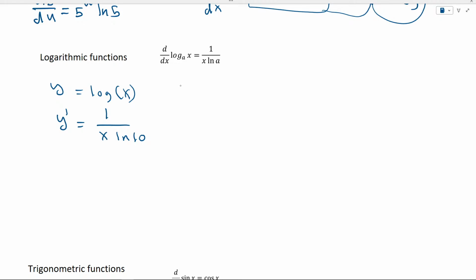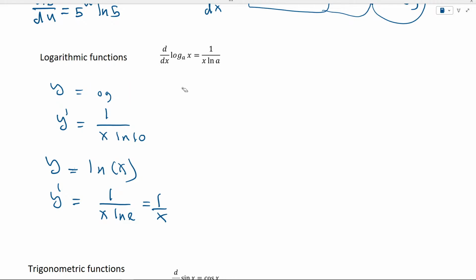Let's do another one. This is a common one. y is equal to ln x. So let's just apply the rule. The derivative of this function would be 1 over x ln of the base, and the base here would be e. So that would be 1 over x. So the derivative of ln x is always 1 over x. That's something you should also know or remember.